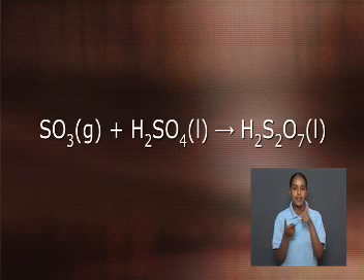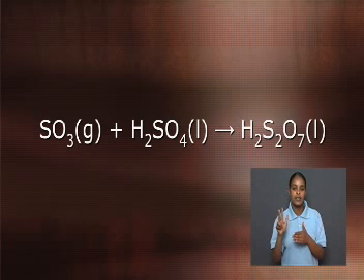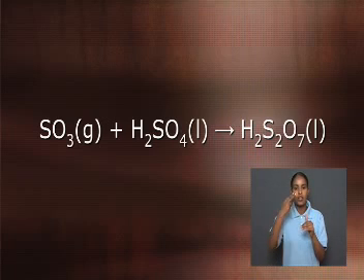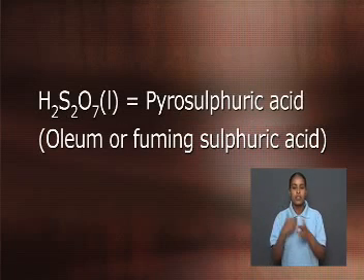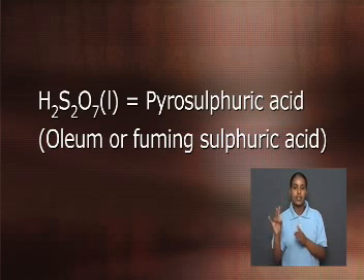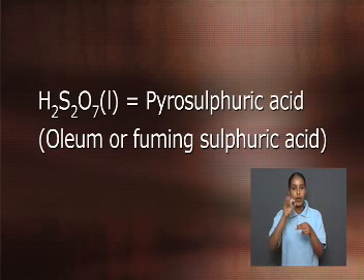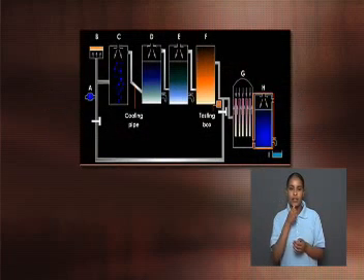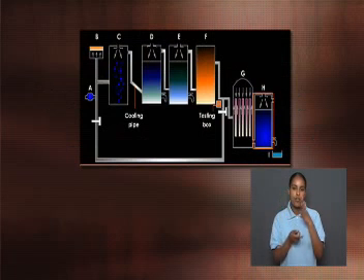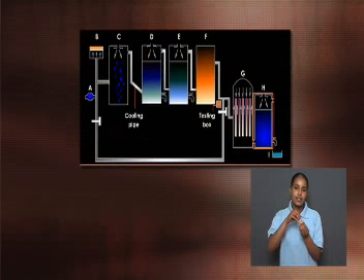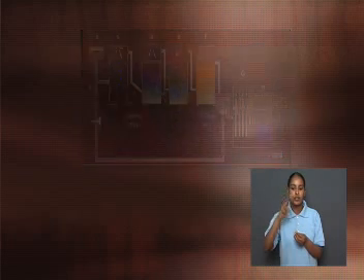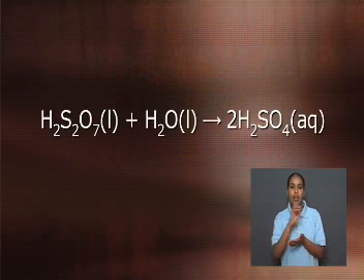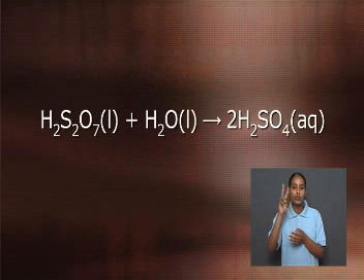In the third step, the sulfur trioxide that is formed is then passed into concentrated sulfuric acid. This reaction produces pyrosulfuric acid, which is also known as oleum or fuming sulfuric acid. In the fourth step, water is then added to the pyrosulfuric acid to produce a pure and aqueous solution of sulfuric acid.